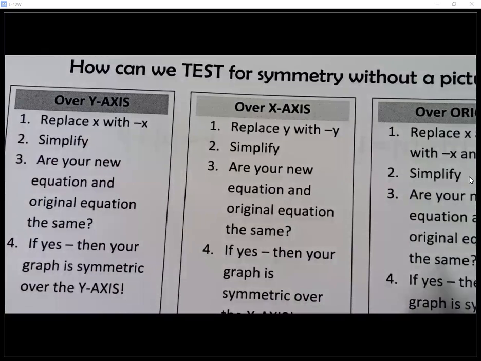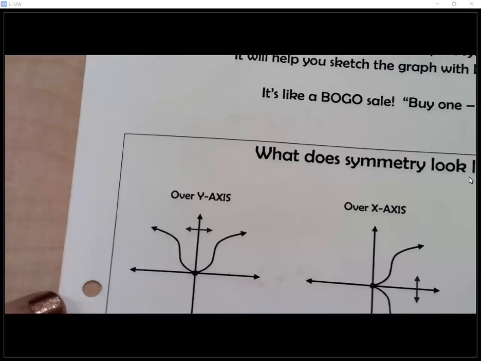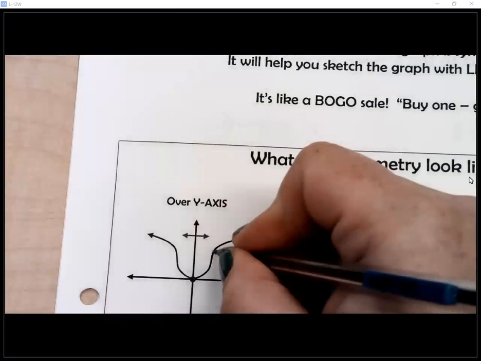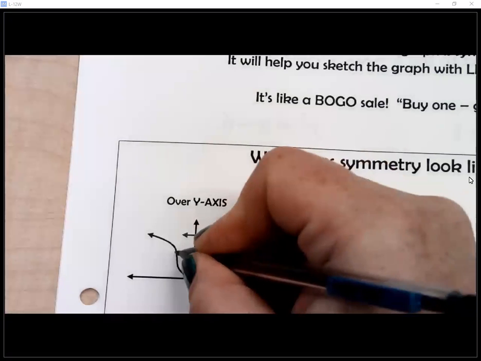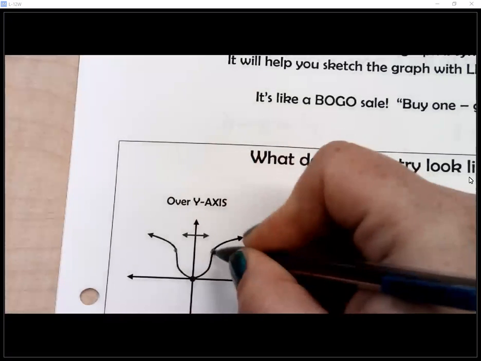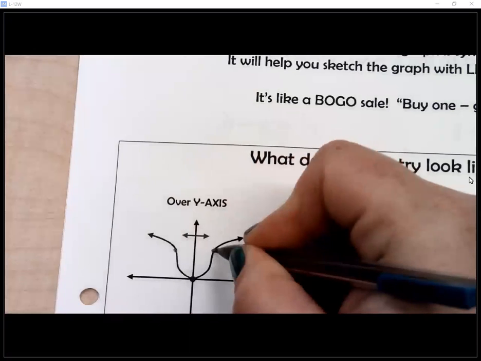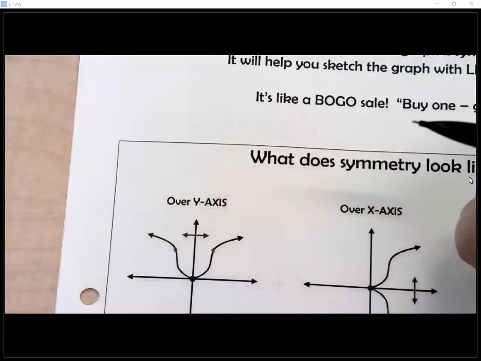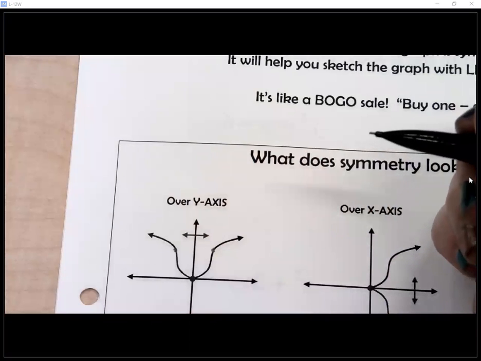So let's look back up here. Let's say I have some point right here. It matches up with this point over here. Aren't those two points exactly the same? The only difference is that instead of a positive x, I now have a negative x. Do you see that? So that's why that's the test. Replace x with a negative x and see if I get the same equation.